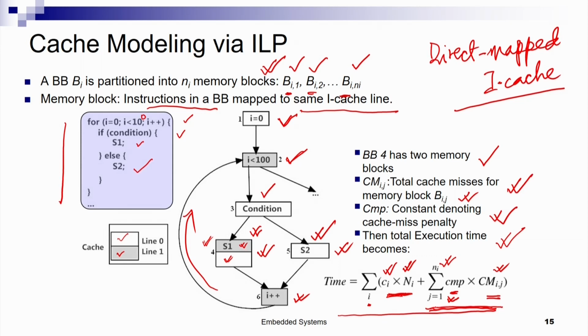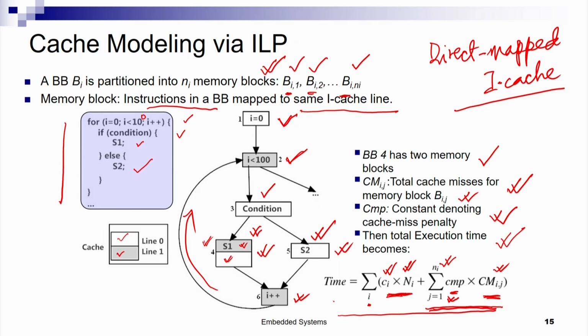For the ith basic block, j goes from 1 to Ni, over all the memory blocks. For each memory block, how many cache misses? CMij is the total number of cache misses. For each such cache miss, the penalty is CMP. Hence, the total overhead for each memory block is CMP into CMij. For the entire basic block, it is the summation over j of CMP into CMij, and that gets added to the time.